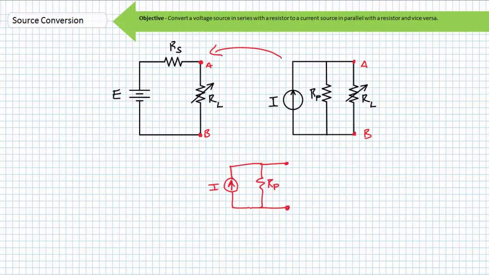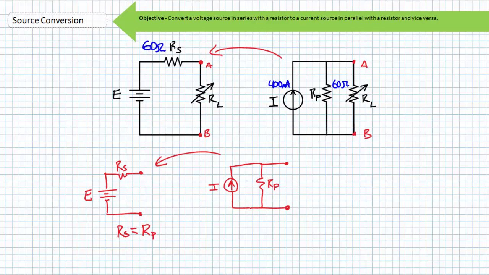First, we need to remove the load resistor and isolate the current source and the parallel resistor. The value of the series resistor, you'll be happy to know, is the value of the parallel resistor. Only the position changes. If this is a 400 milliampere current source and this is a 60 ohm resistor, the resistor in series with our as of yet undetermined voltage source is 60 ohms.